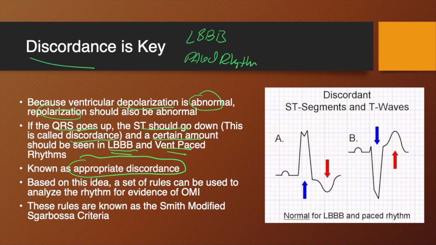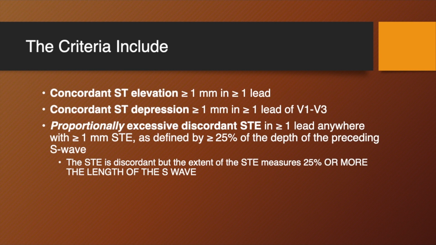All right, and based on this idea, a set of rules can be used to analyze a rhythm for evidence of OMI. And the current rules that most people are using are what are known as the Smith-modified Sgarbossa criteria. So this was originally developed by Dr. Sgarbossa, and then it was further modified by Dr. Smith a little more recently. So the criteria include the following.